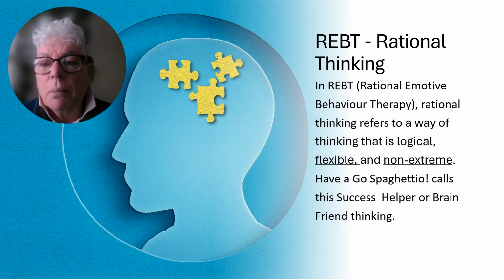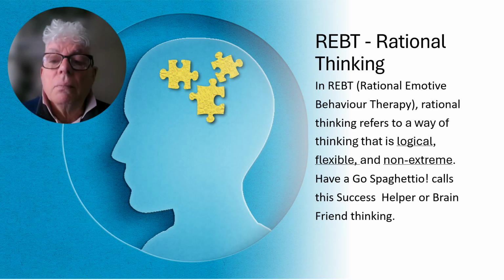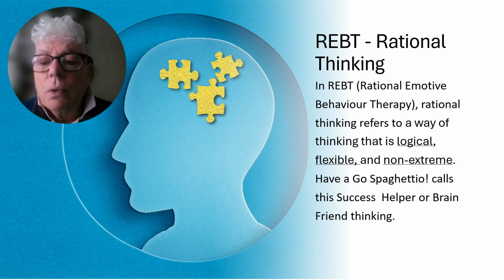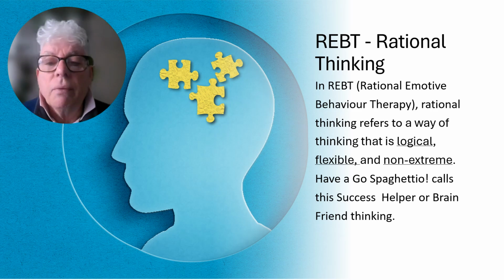In REBT, Rational Emotive Behaviour Therapy, rational thinking refers to a way of thinking that's logical. It takes into account the evidence, it's flexible, it's non-extreme. Have a Go Spaghettio calls this success helper or brain friend thinking.